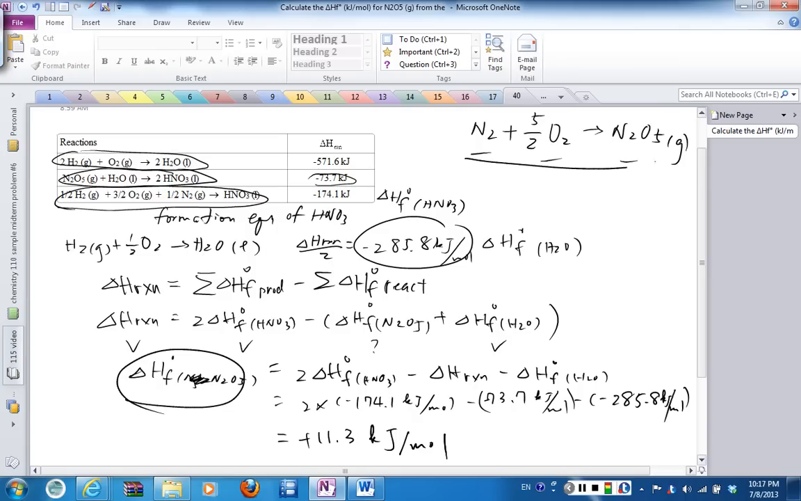If you use the Hess's law method with the formation equation of N2O5 and use Hess's law to manipulate the known equations and their delta H values, you would get the exact same result if you're doing it right.